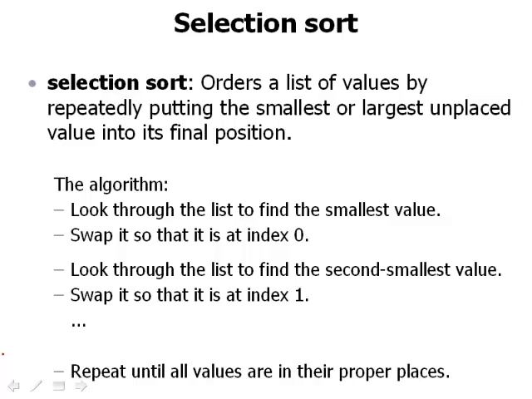So the first pass you make over the array is to look for the very smallest value, and you move it to index 0. Then you make another pass over the array looking for the second smallest value, and you put that at index 1, and so on. If you repeat this process, eventually you'll have a sorted array.